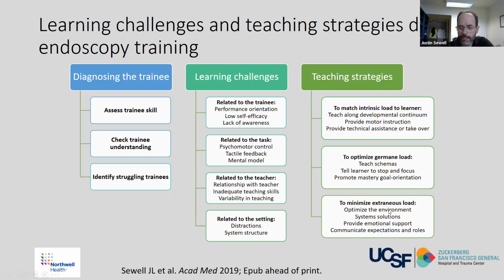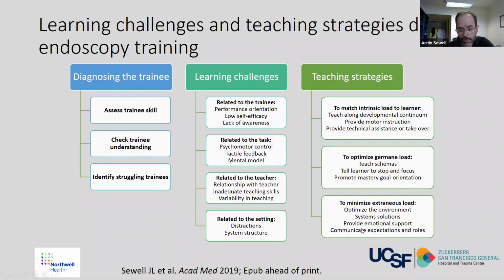And finally, they talked about ways to reduce those distractions and extraneous loads. So make the environment better, tell people to stop talking, tell people to turn off pagers, put them on buzz, on vibrate. They talked about system solutions like reorienting the curriculum so that learners have fewer competing demands.